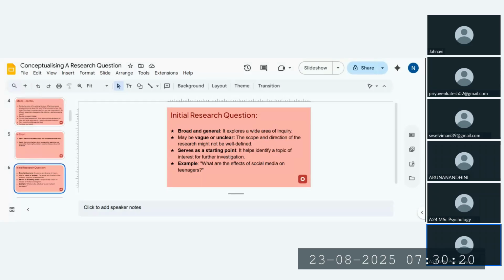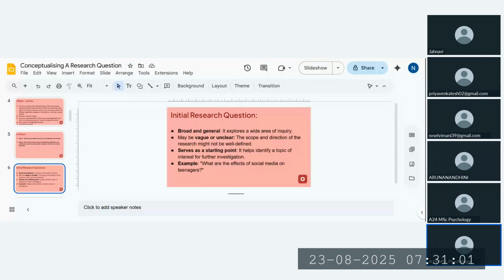Now, this is an example of an initial research question. So we've identified one topic that we are interested in. An initial research question will be broad, general and vague. It will just explore some wide area, and the scope and the direction of the research will not be clearly defined, and it serves as a starting point. I am interested in this and I want to see how I can make this into a research problem. Example, I can ask, what are the effects of social media on teenagers? So I can have an initial research question which I'm interested in.